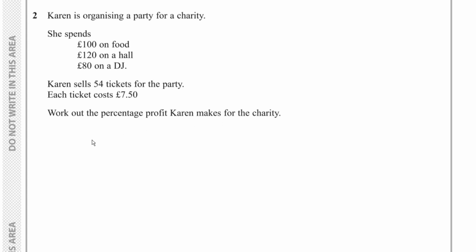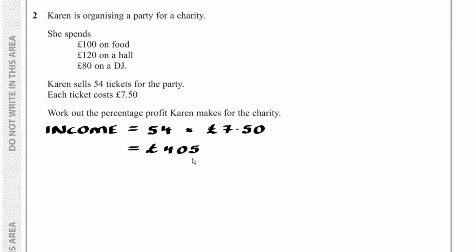We can first of all find out the income. If she sells 54 tickets at £7.50 each, the income is equal to 54 multiplied by £7.50. And if I work this out, I get 405. So the income is £405.